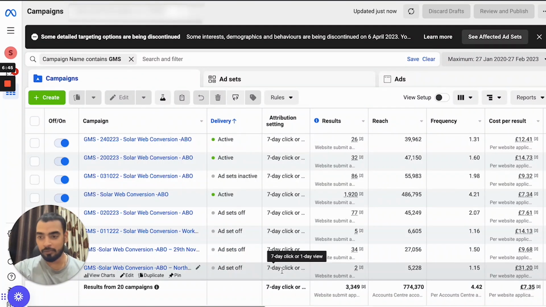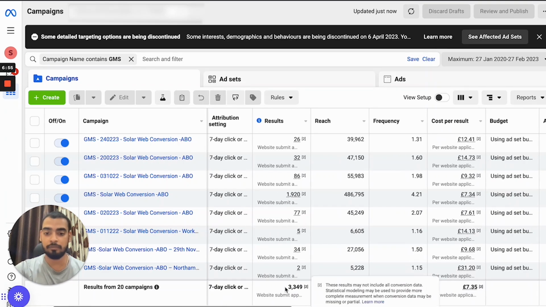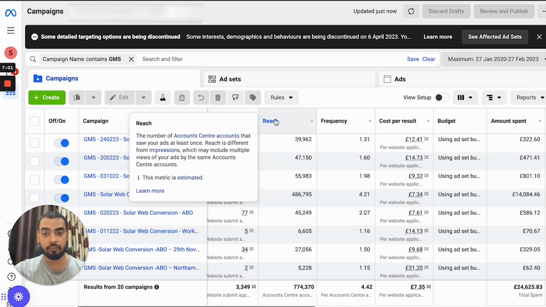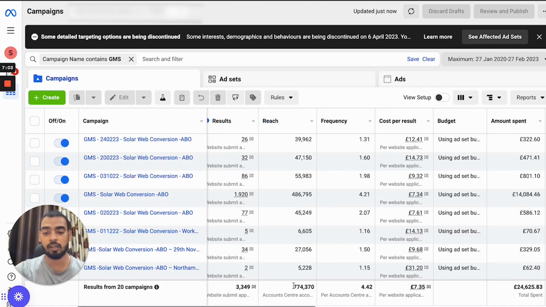So there are some metrics which are higher than average, and there are some metrics which are absolutely outperforming. So we can talk about those metrics. First of all, results. We have about 3,300 leads. Let's look into the different metrics. Reach, we have reached about 774,000 people.